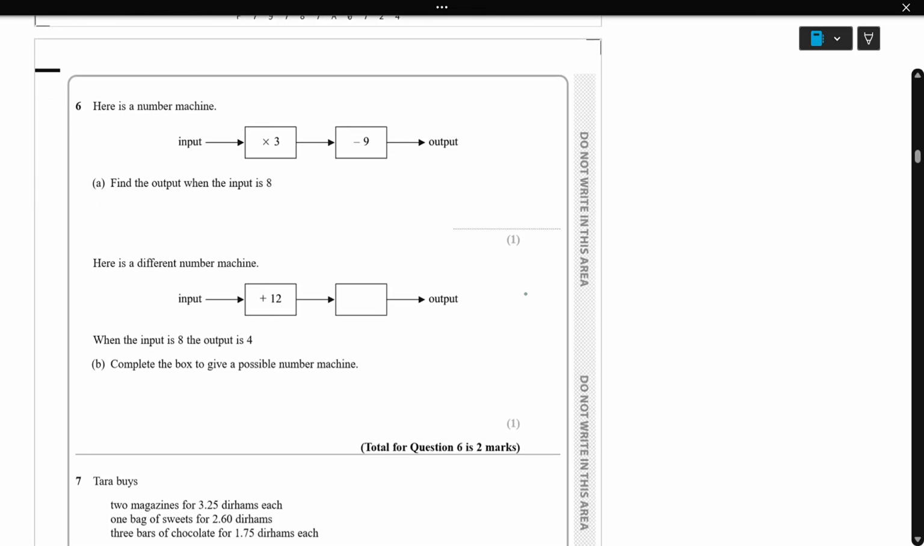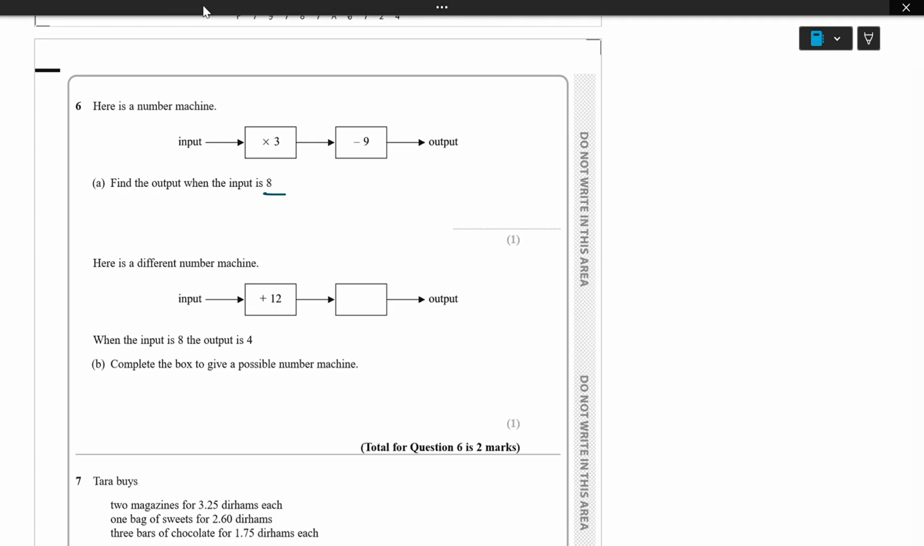Next, question number 6. Here is a number machine. Okay, input and output are there. Find the output when 8 is the input. So when 8 is the input, first it is multiplied by 3, which is 24, then take away 9. So when we take away 9, the answer is going to be 15. So the output is going to be 15.